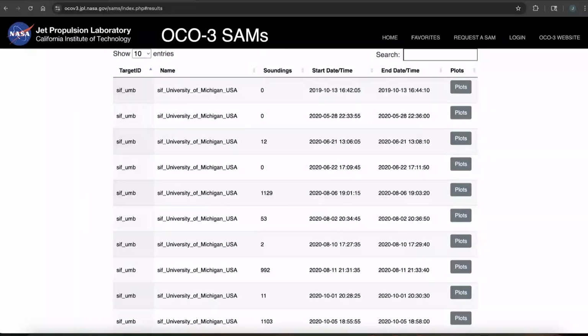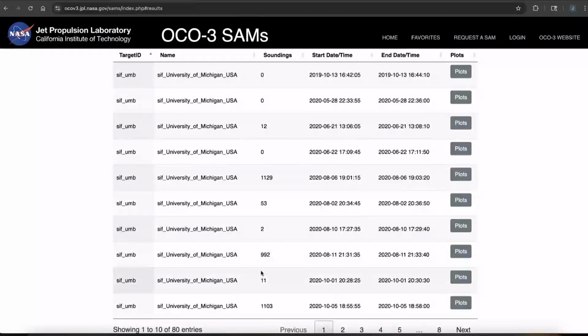To choose the best possible example, we should therefore select a SAM acquisition with a large number of soundings to ensure that we find one with lots of sample points to look at. There are a couple to choose from in just this first page of results, so I'll choose the August 11th, 2019 example for no particular reason other than that it has a large number of soundings.